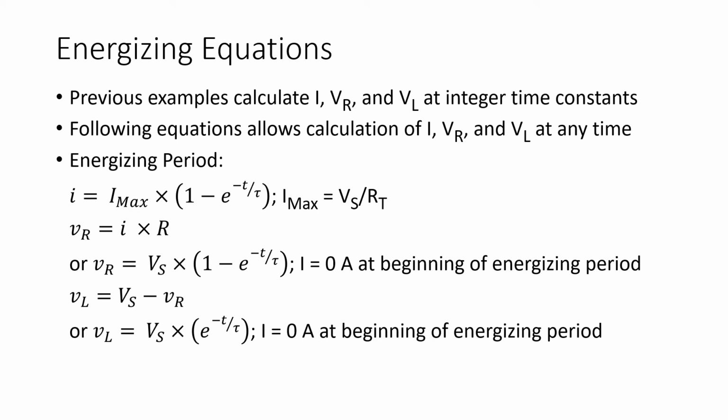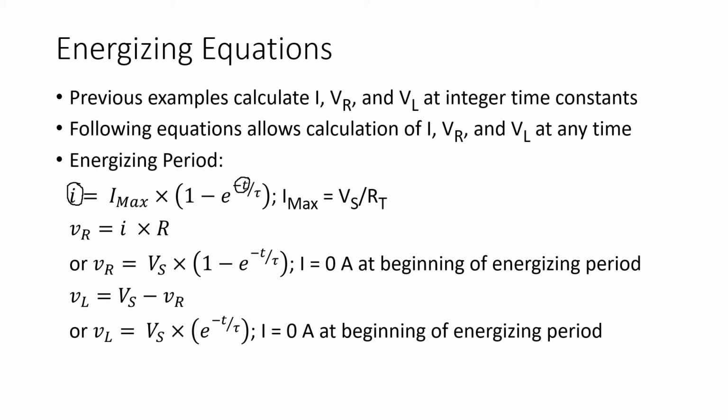So the equation shown allows us to calculate the current flow through an inductor at any time, and that is: i, and note again this is a lowercase i, which means it is an instantaneous value, equals I max times 1 minus e to the negative t over tau power, where t is the time we wish to calculate the current at, and of course tau is L divided by R. And the maximum current, of course, is Vs divided by R total.